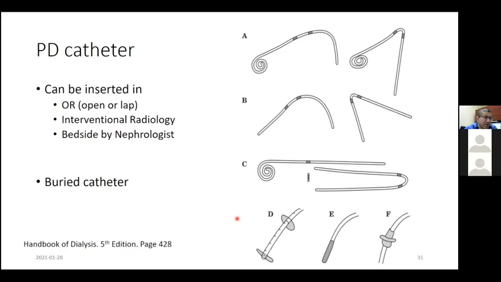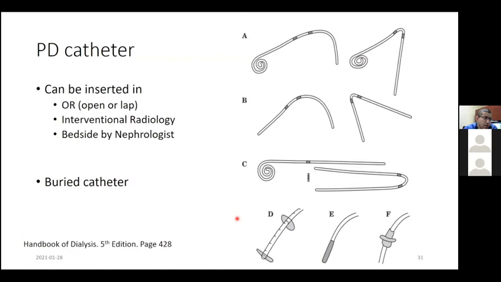Moving on to PD catheters. As you can see, these are the different types of PD catheters that have evolved over the last 50, 60 years. They can be inserted in the operating room, by an interventional radiologist, or at the bedside by a nephrologist. Sometimes you can have a buried catheter, the Moncrief-Popovich technique, which can be used months later when it needs to be used.